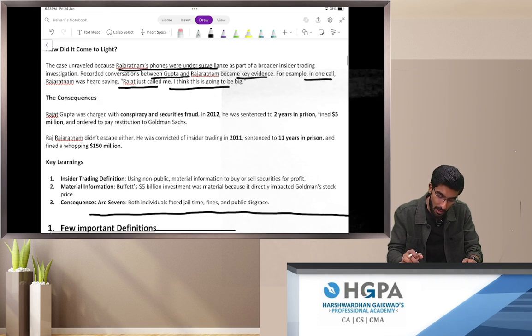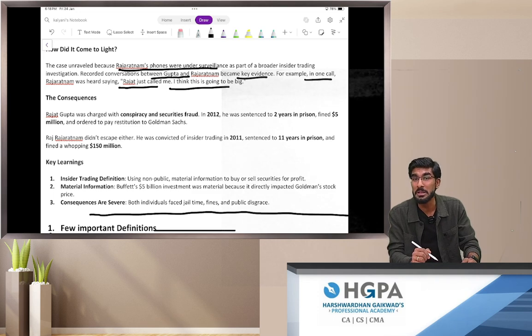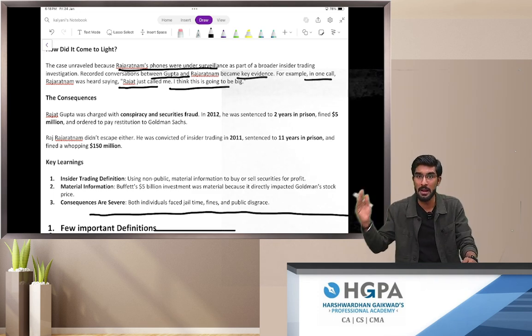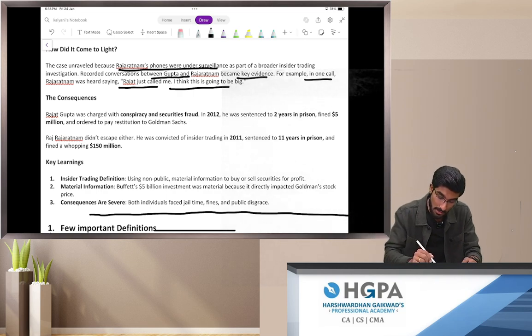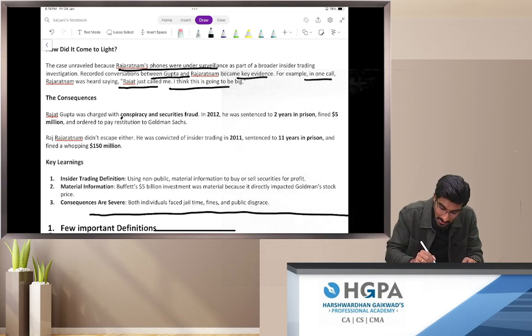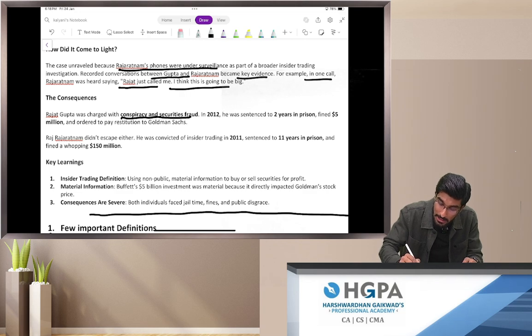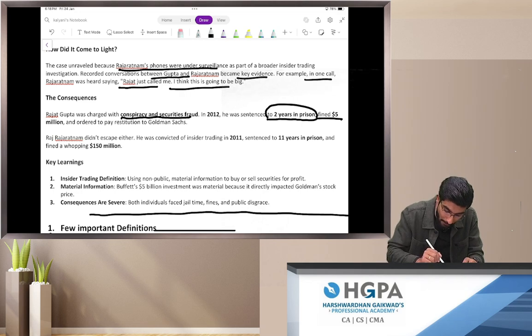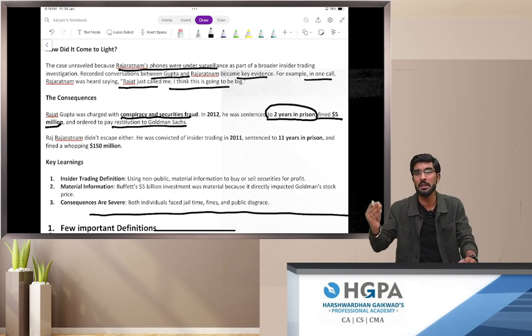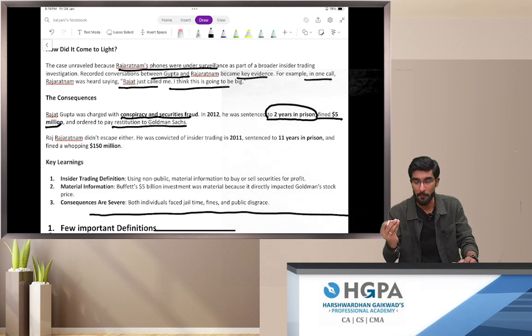Rajat Gupta, who was called one of the biggest business tycoons, equivalent to Ambani and Adani today, was charged with conspiracy and securities fraud. In 2012, he was sentenced to 2 years in prison and fined $5 million as restitution, compensation to Goldman Sachs for the illegal profits that Rajaratnam and Rajat Gupta made together.